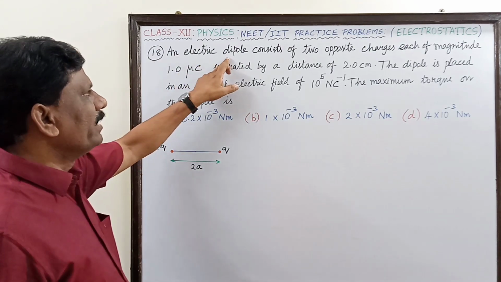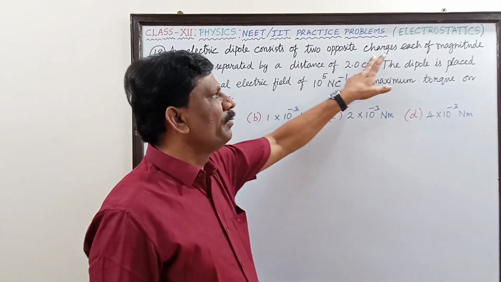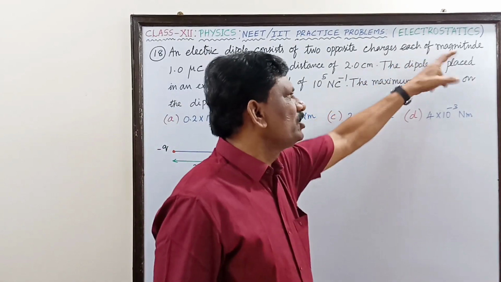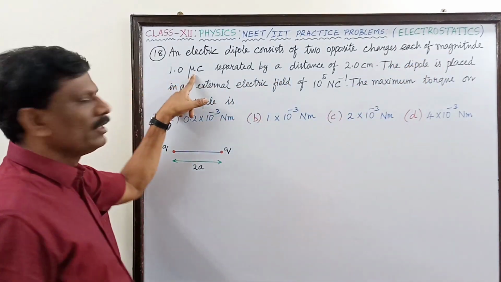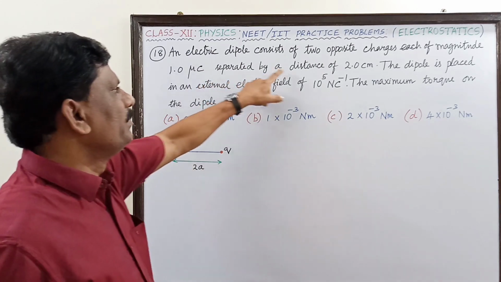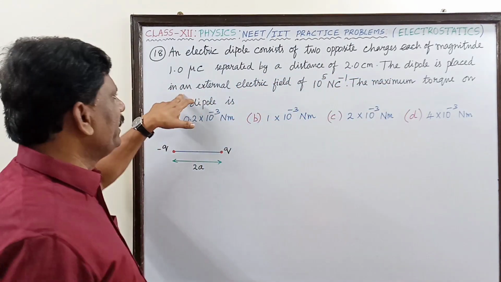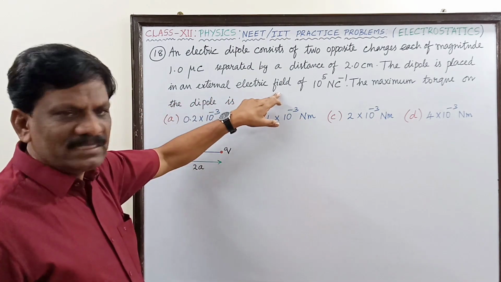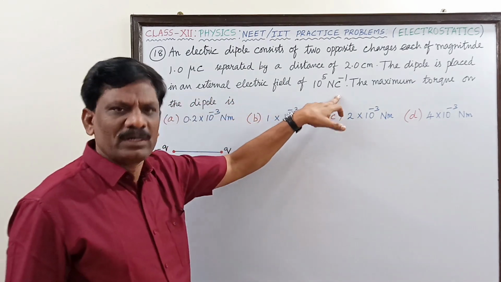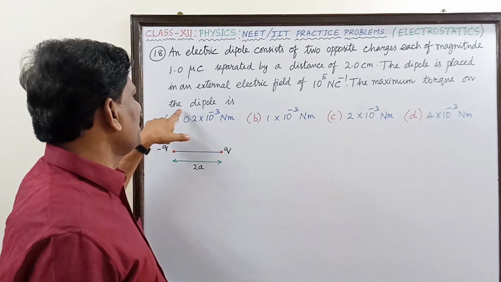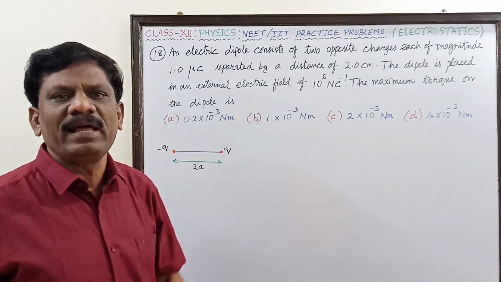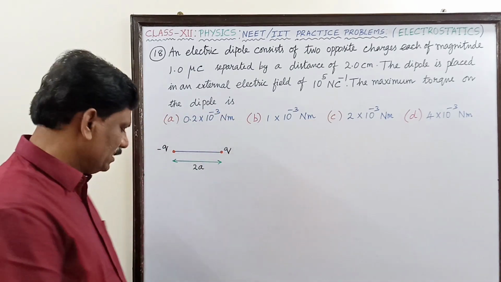An electric dipole consists of two opposite charges, each of magnitude 1 microcoulomb, separated by a distance of 2 centimeter. The dipole is placed in an external electric field of 10 power 5 Newton per coulomb. The maximum torque on the dipole has to be determined.